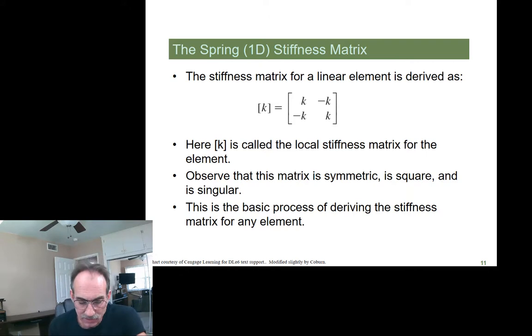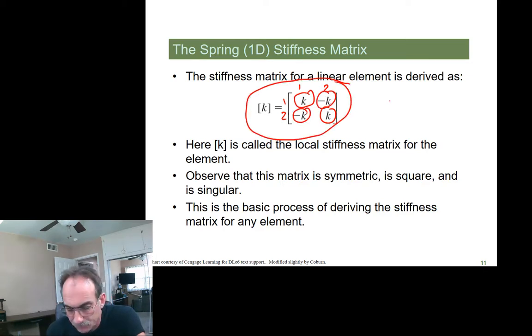Once again, taking a look at this, we've got element 1. If we call this node 1, node 2, we're going to put our k here and here, and our negative k here and here. This is called the elemental stiffness matrix. The stiffness matrix of the element. And we're going to be using this nomenclature. We're going to put the element number in parentheses. Okay? So this is a local stiffness matrix because it's for the element.